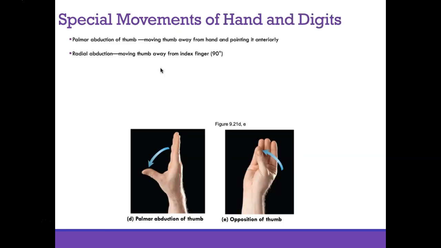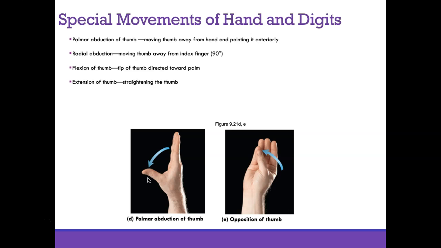Okay, so we still have more. I thought that was the end of it. These are less common. The palmar abduction of the thumb is when you move your thumb away from your hand to point it outward. Like to point it forward. So when you move your thumb forward, away from the hand, you're abducting the thumb. When you move your thumb away from your index finger, that's called radial abduction. You're not going to be tested on these specific ones.